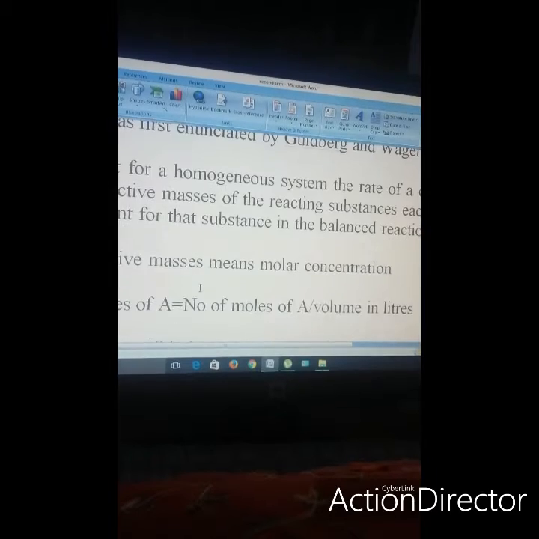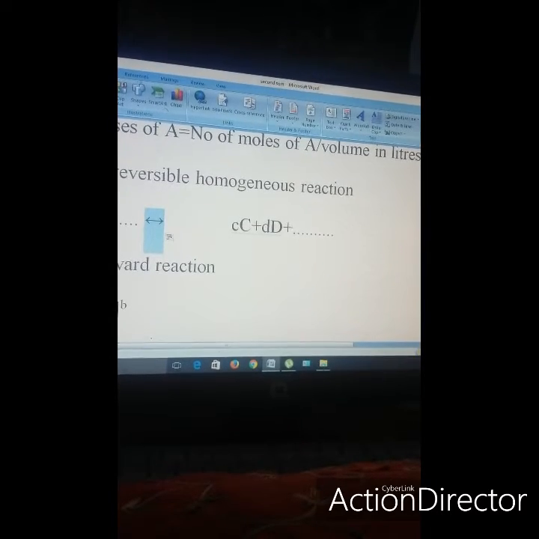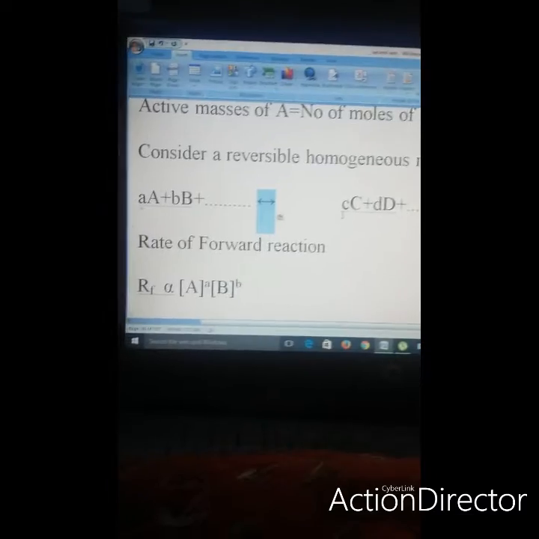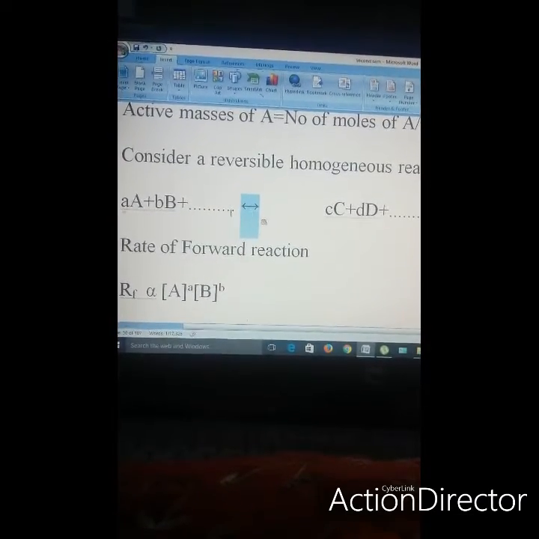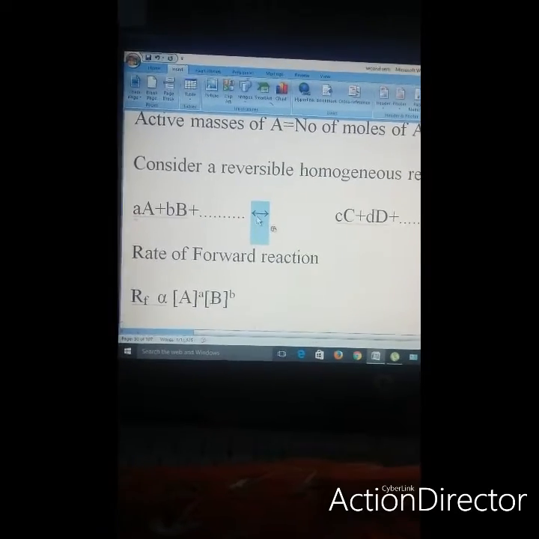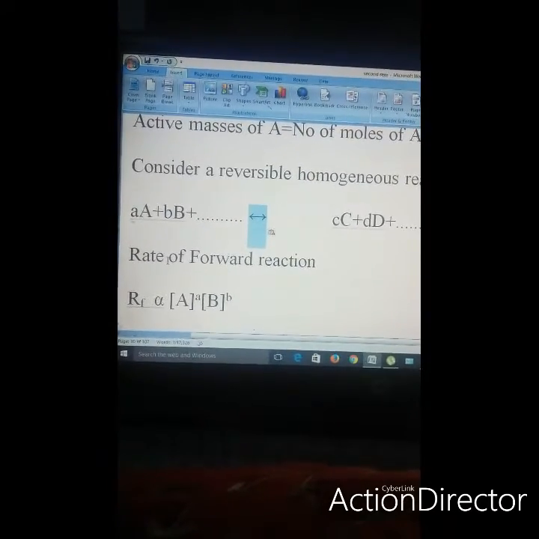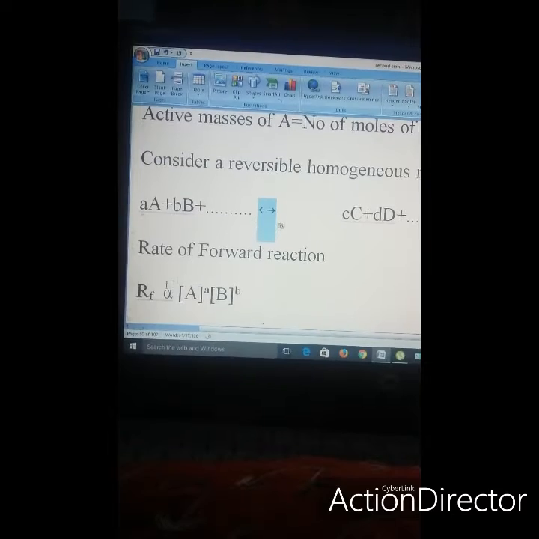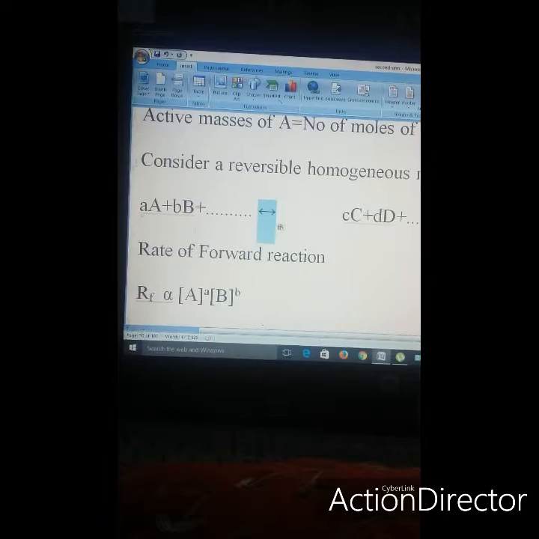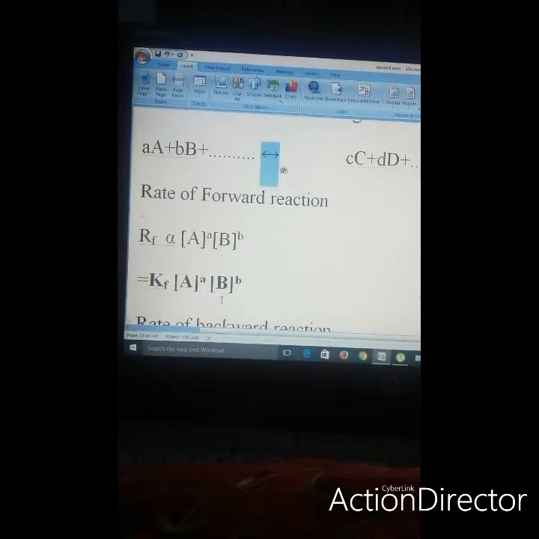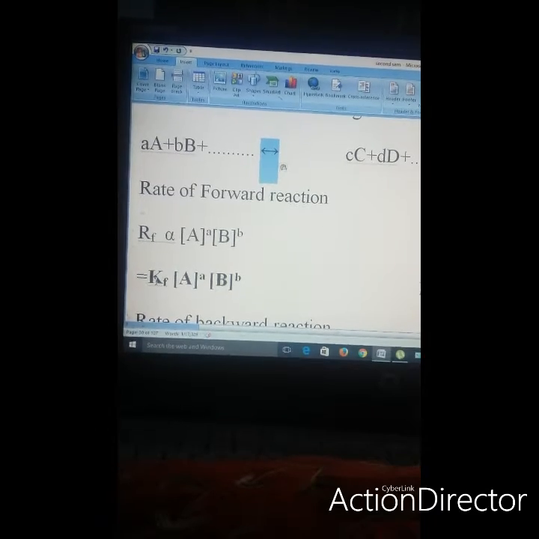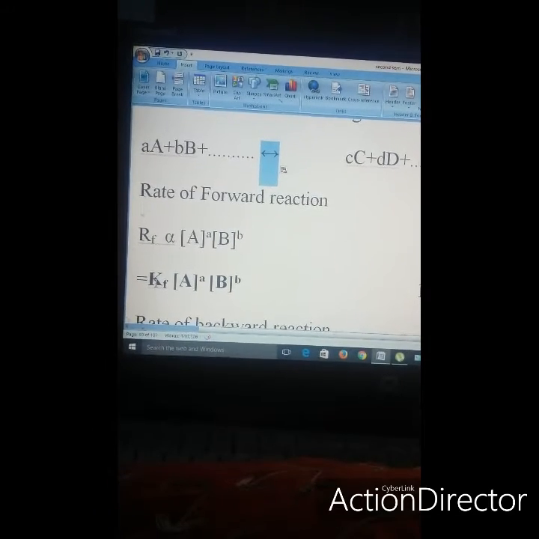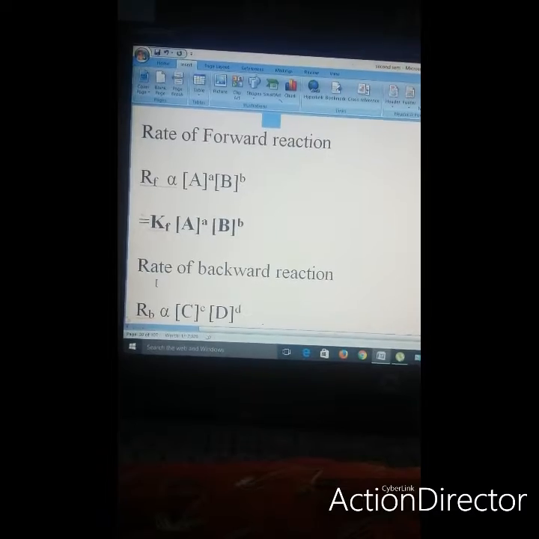So let us consider a reaction aA plus bB giving cC plus dD. You can use a double reversible arrow also in place of this. Now the rate of forward reaction will be directly proportional to the product of concentrations of the reactants. The reacting species are A and B, so I have taken A and B here. Now the proportionality sign is replaced by a constant Kf, the rate constant for the forward reaction.